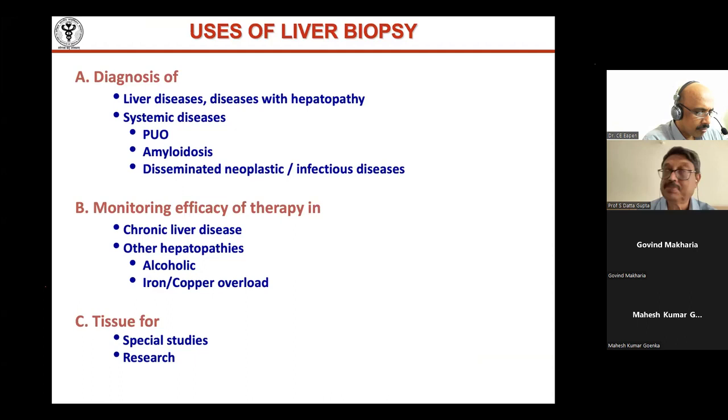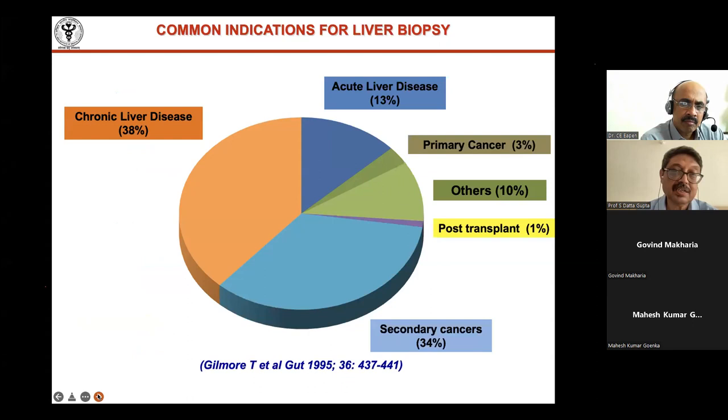So some of the indications have become less over the years, but it's definitely helpful in monitoring efficacy of therapy for other diseases, especially like alcoholic, iron, copper overload. And of course, you require tissue for special studies and research. And of course, you do research only when it's ethically approved.